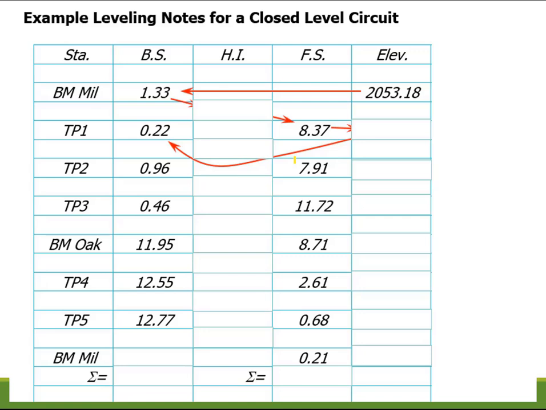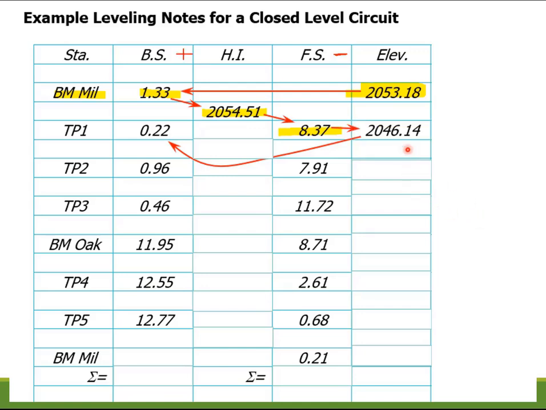The arrows provided are meant to help define the workflow. For example, we start at the benchmark with a known elevation and add to that a backsight on that benchmark. That provides us with a height of instrument, the HI. From there we turn to perform a foresight. This time looking downhill, we see the rod height of 8.37. If we subtract that from the height of instrument, that would provide us with the ground elevation at that point.